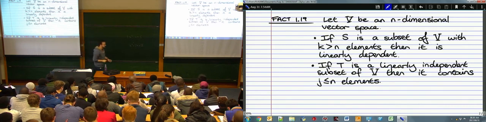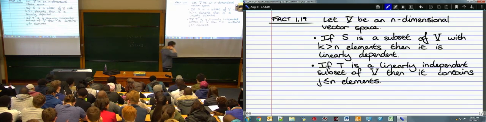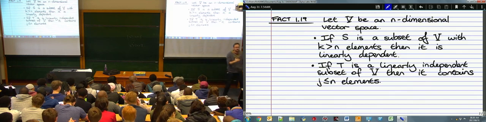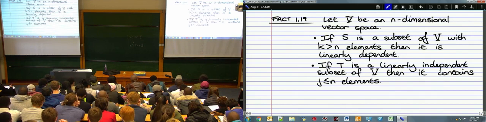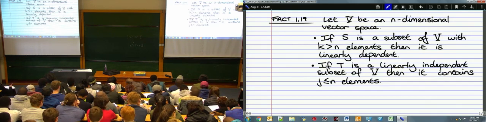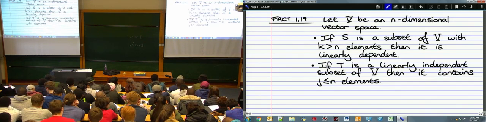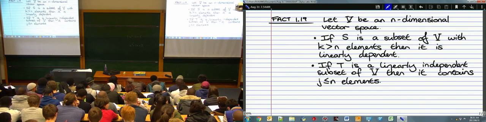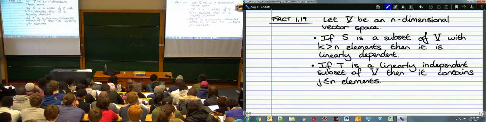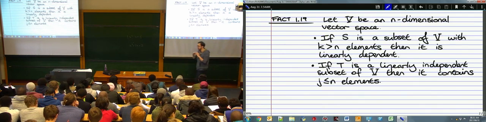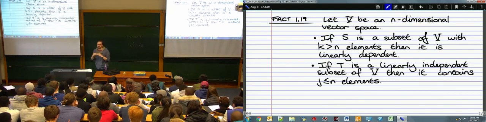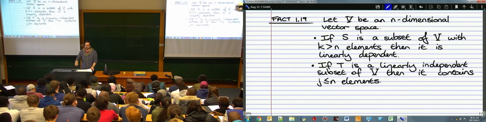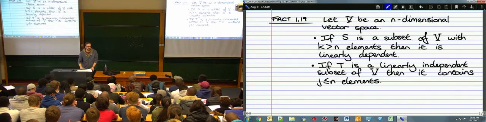Okay, so this is what fact 1.19 says. Let V be an n-dimensional vector space, right? And then these two statements that I've headed with dots are completely equivalent to each other. One is the contrapositive of the other. If you've got a subset S of V, and S has more elements in it than the dimension of V, then S is linearly dependent.